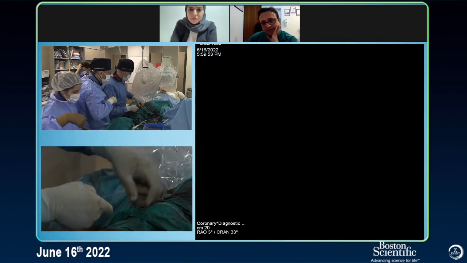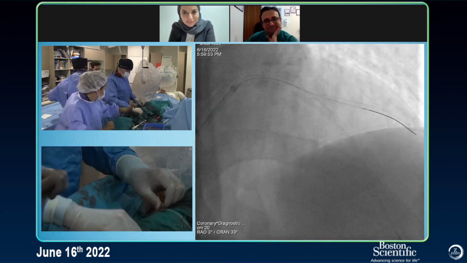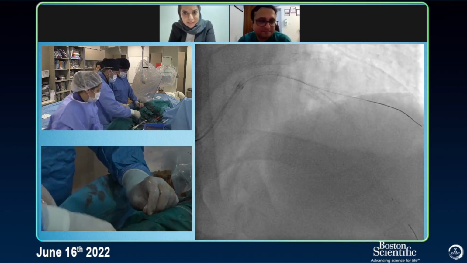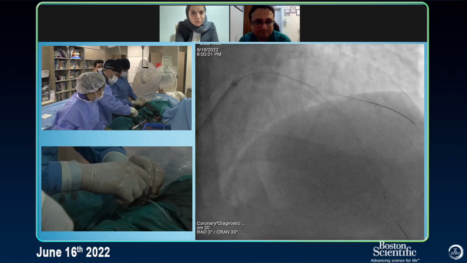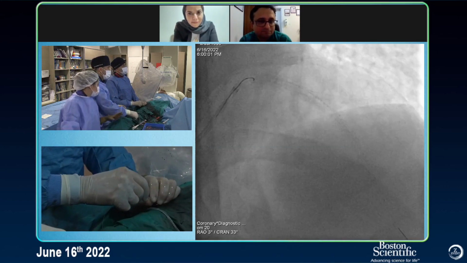Diagonal. We open, yeah, we break everything there. 4-0 balon. 4-0. So your plan is to go with a bigger balloon, 4-0 for the proximal, and I'll go with this wire with the circ.